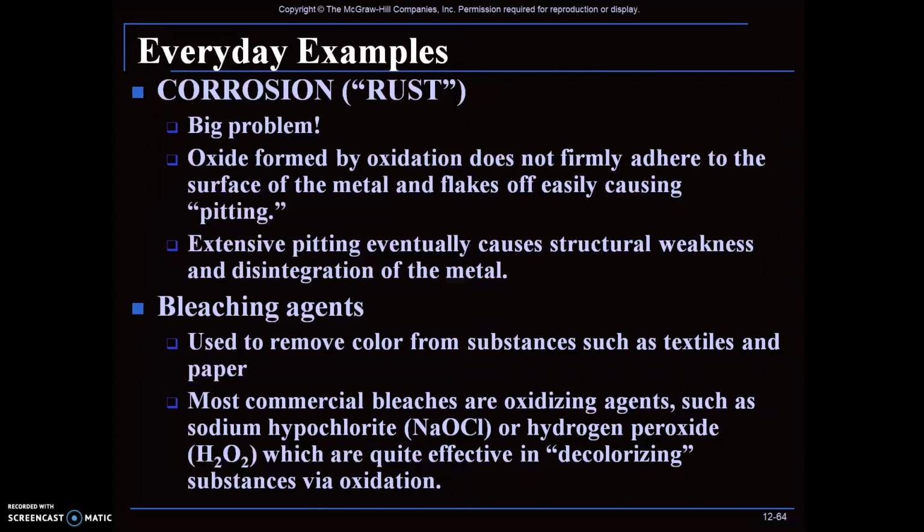Bleaching agents are used to remove color from substances such as textiles and papers. Most commercial bleaches are oxidizing agents such as sodium hypochlorite and hydrogen peroxide, which are quite effective in decolorizing the substances via oxidation.